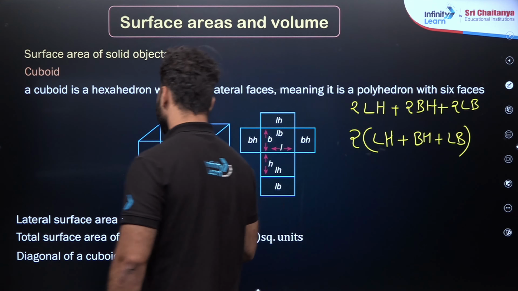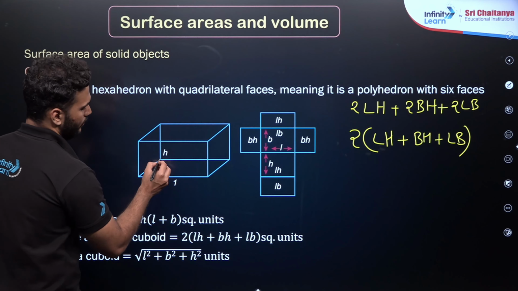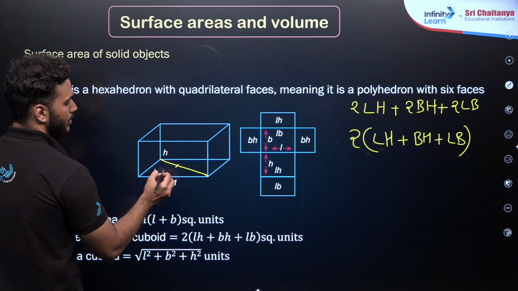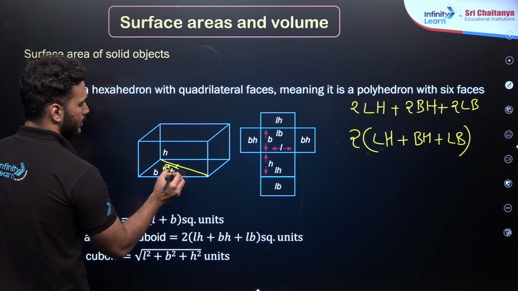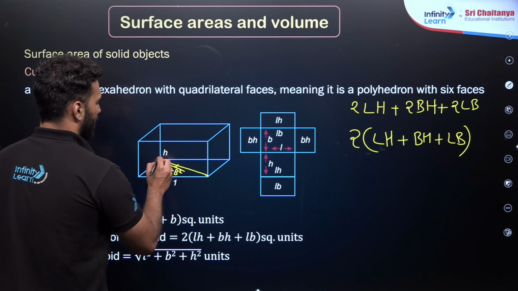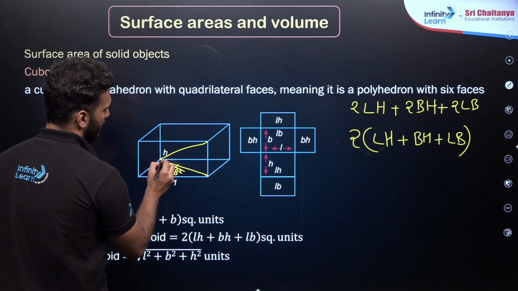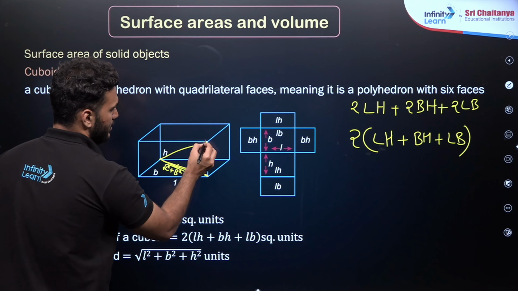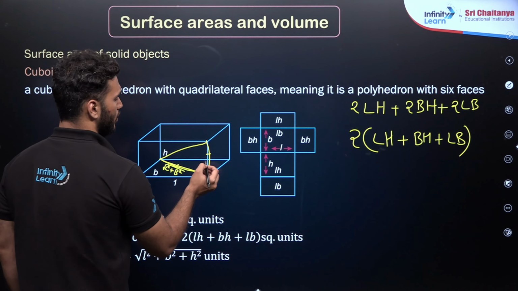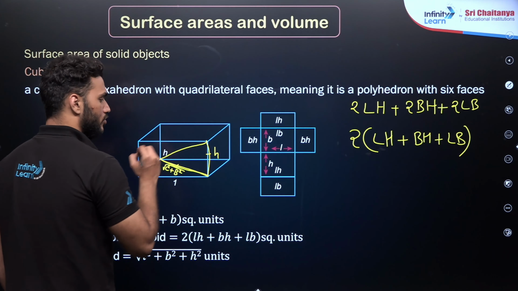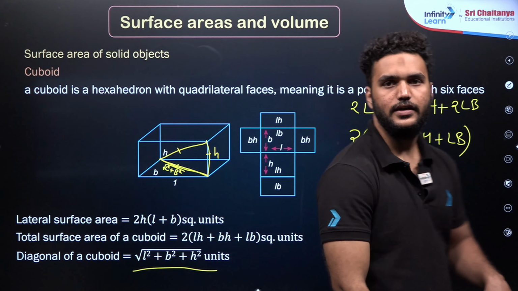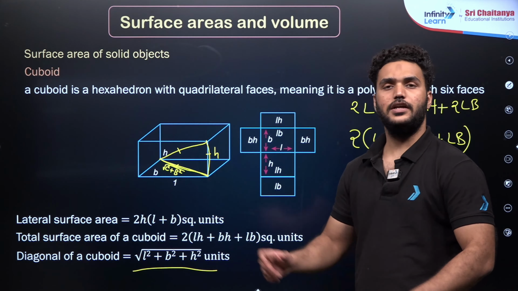Similarly, you can find the diagonal of the cuboid. How to find the diagonal? First, try to find this value. This is length, this is breadth. Then this will be under root length square plus breadth square. Now I have to find this diagonal. For this, this is working as a base and this is working as a perpendicular. This value is what? Sir, height. Okay. Now use the Pythagorean theorem. You will find that the value of this diagonal is nothing but this. Any doubt till yet?